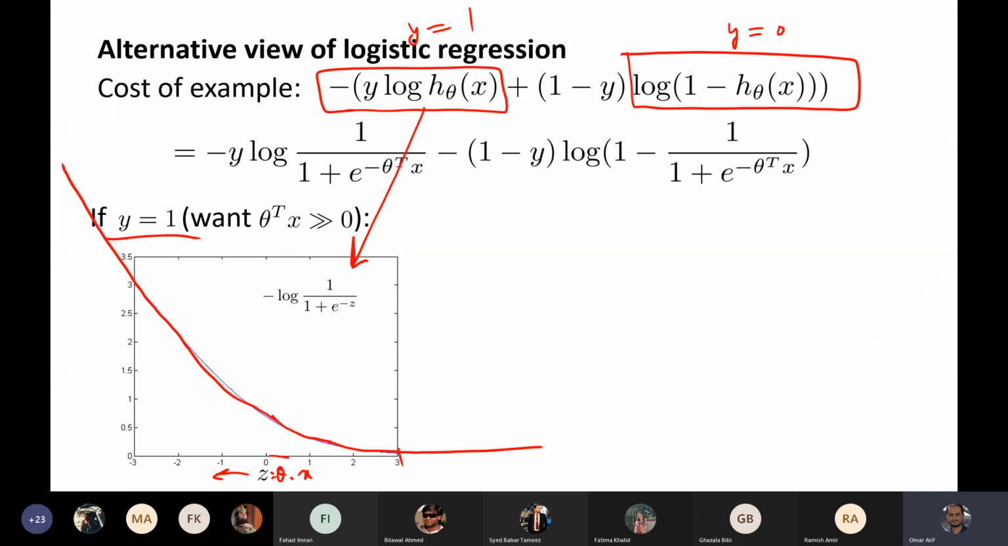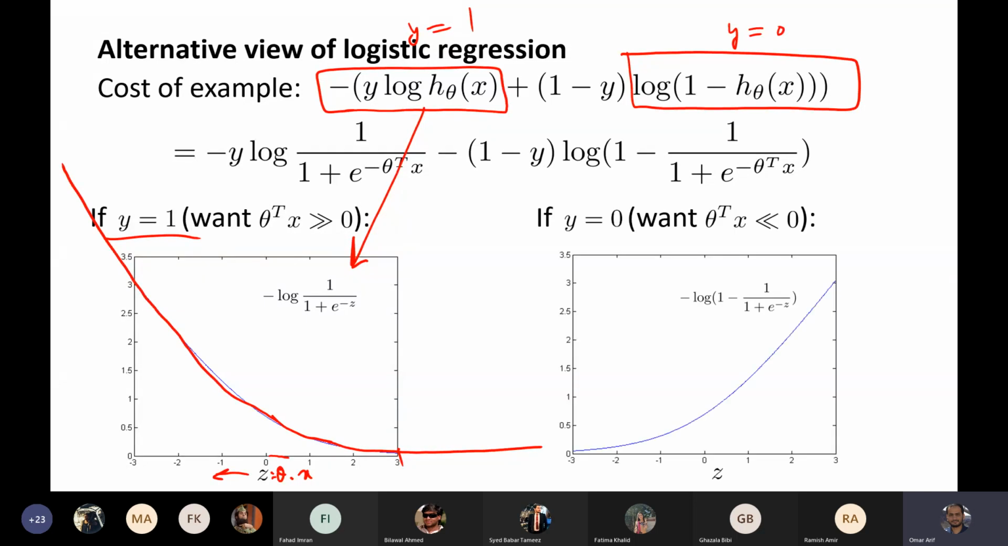Similarly, for the case when y is 0, we have a curve like that. When theta dot x is less than 0, the probability or the output of the hypothesis is less than 0.5, and the error decreases, and eventually it goes to 0 when theta dot x is less than -3. And similarly, it is going to increase and go to infinity if theta dot x is greater than 0.